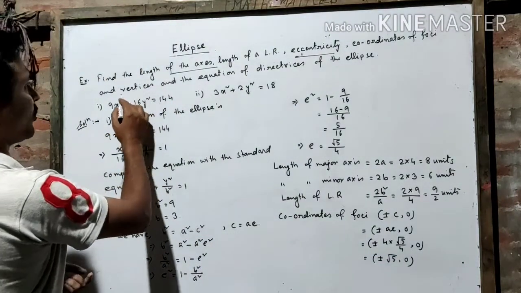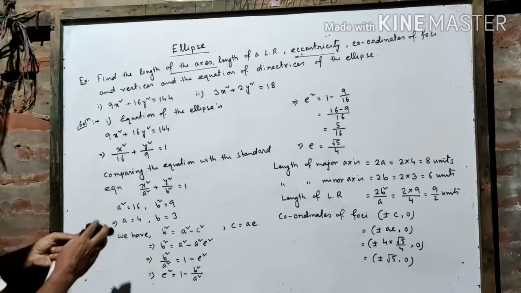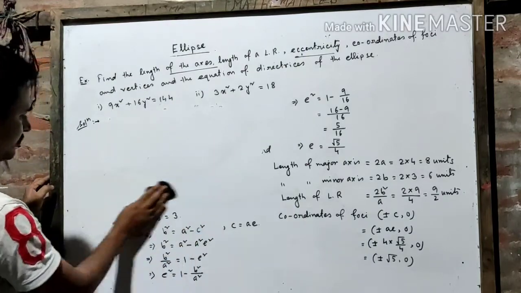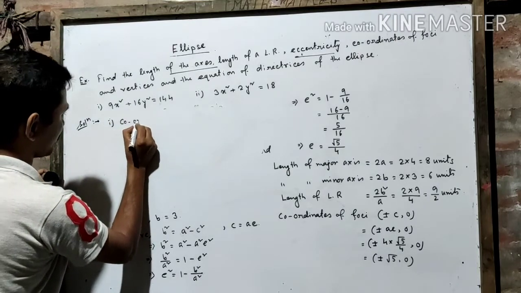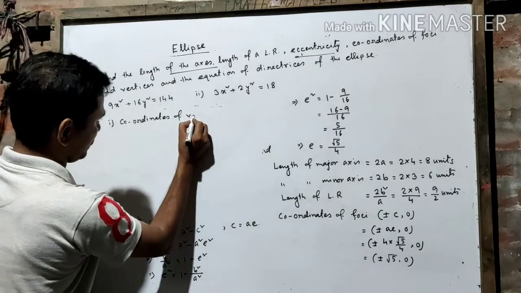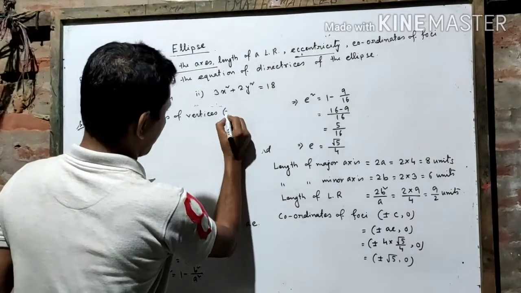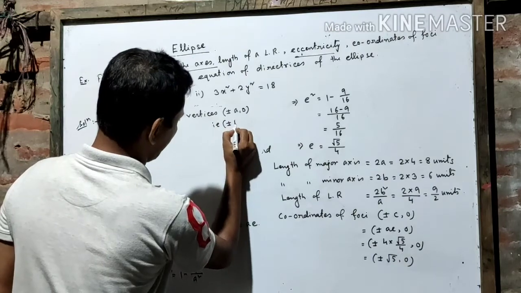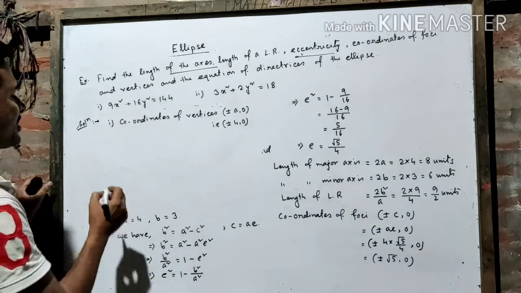Then coordinates of vertices. We are solving question number 1. Coordinates of vertices. x axis is major axis. Always remember that. Plus minus a, 0, that is plus minus 4, 0. Value of a is 4. Then equation of directrices.